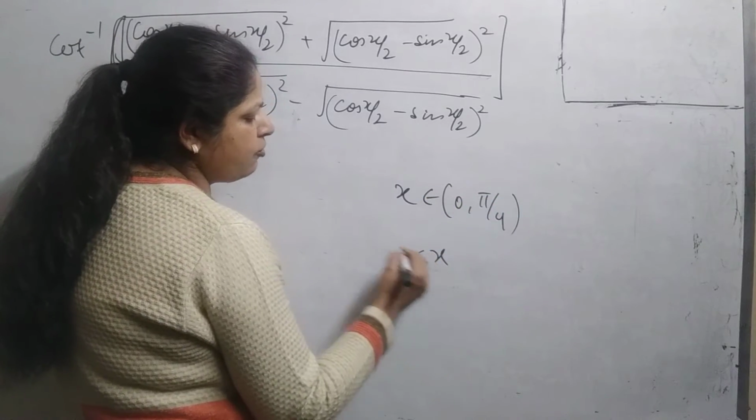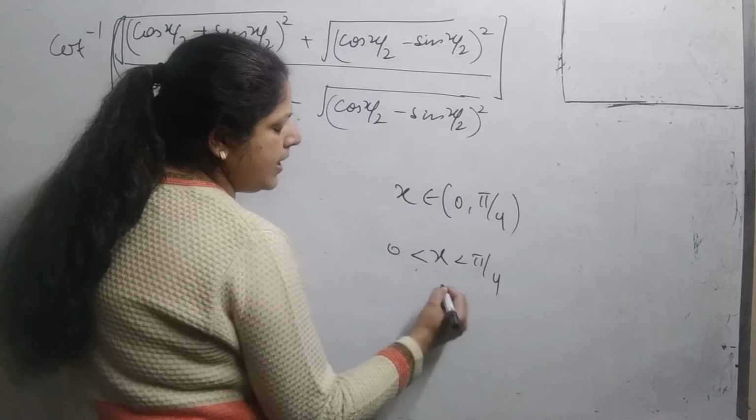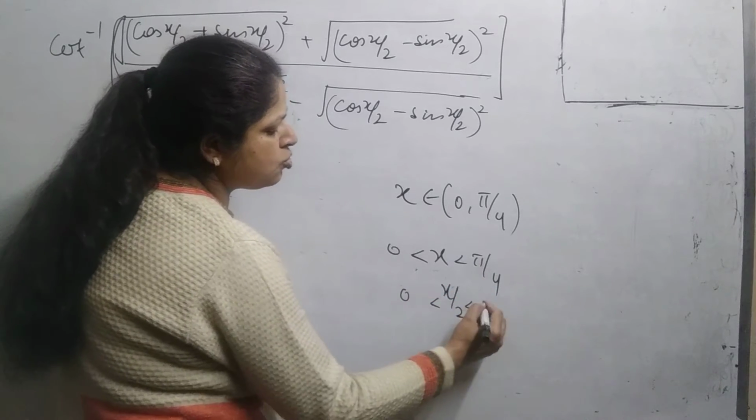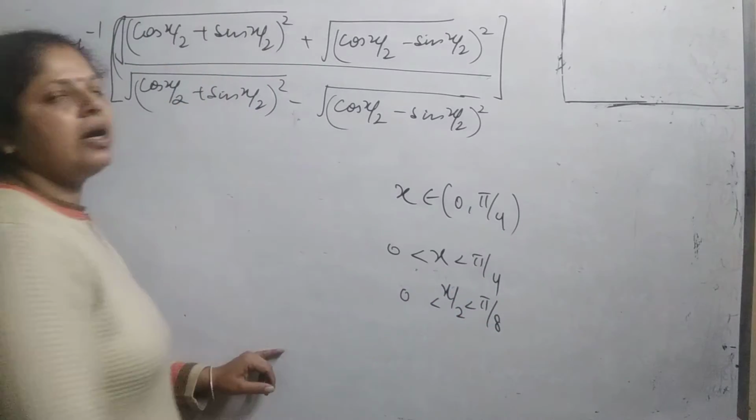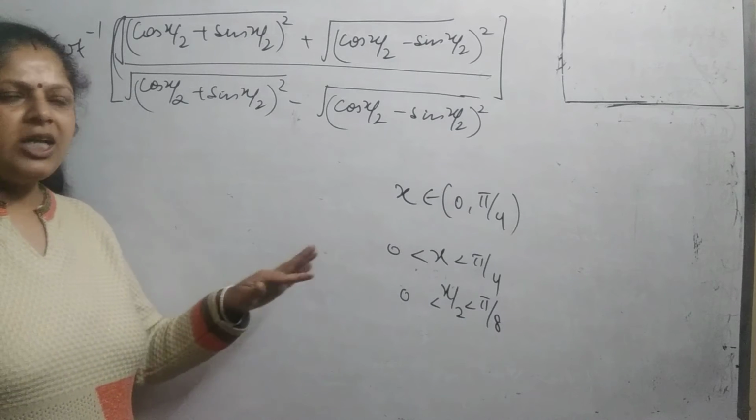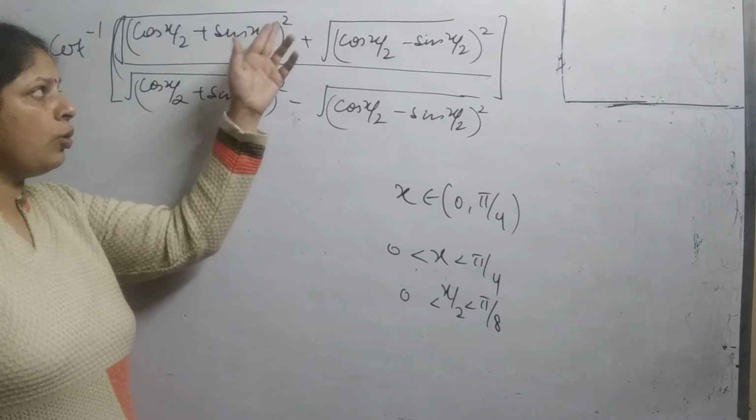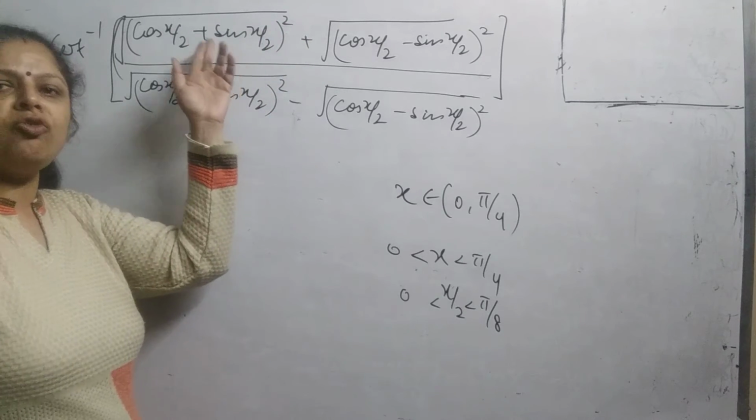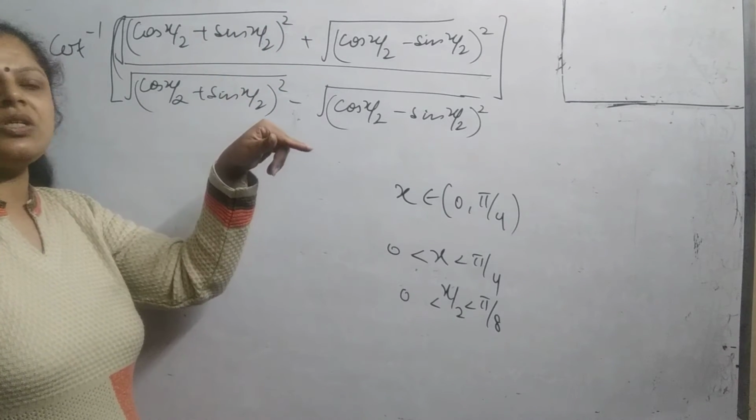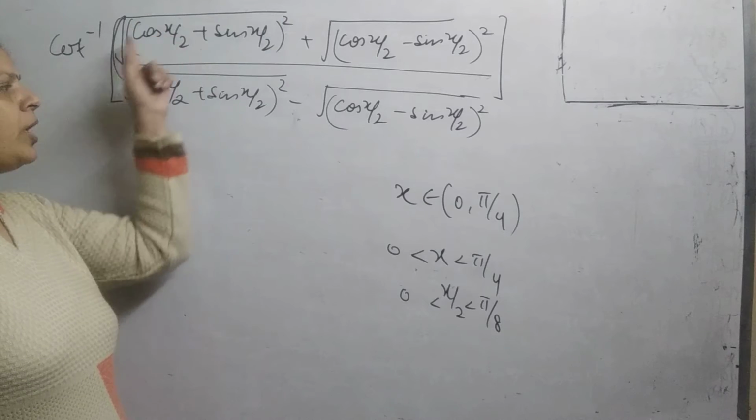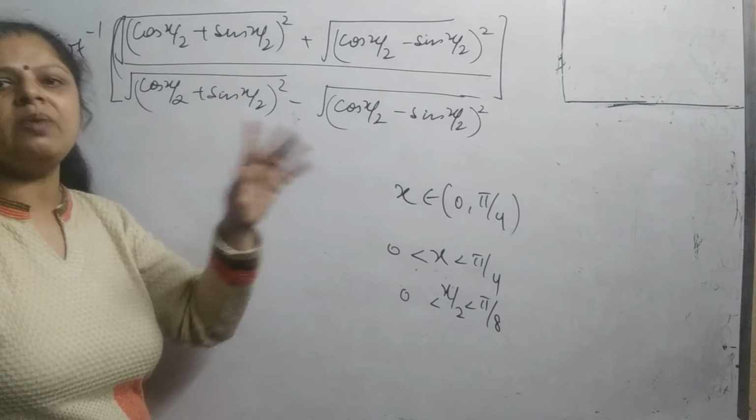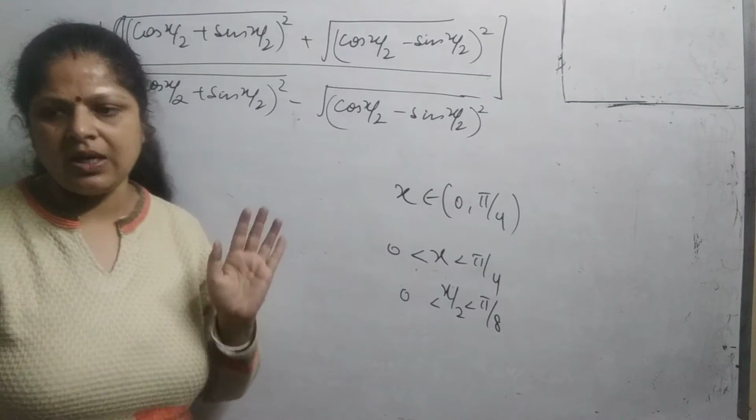If x is going from 0 to pi by 4, x by 2 will go from 0 to pi by 8. It means x by 2 is in the first quadrant. It means cos x by 2, sin x by 2 both are positive. It means the quantity whose square we are taking is positive. If it is positive, then if I take its square root, my answer will be positive only, and there is no other possibility for me.